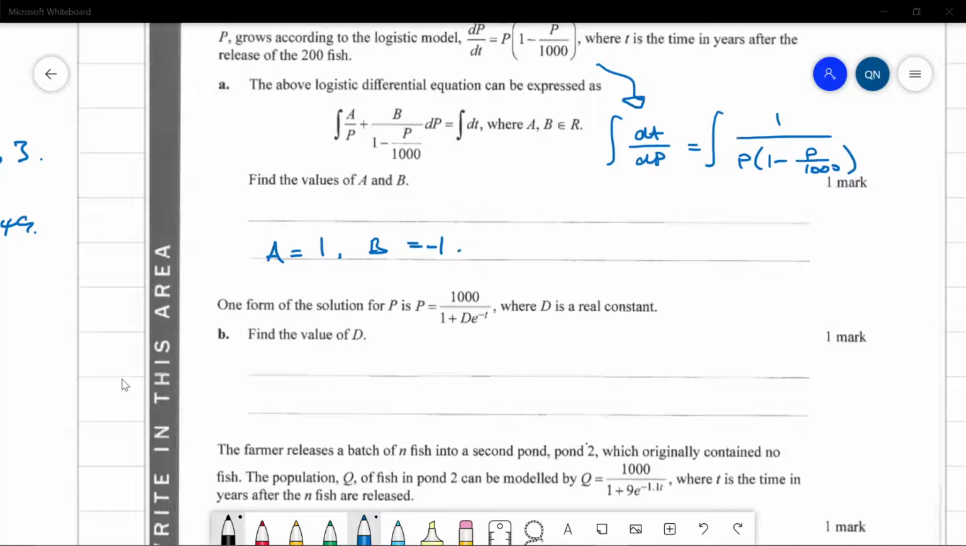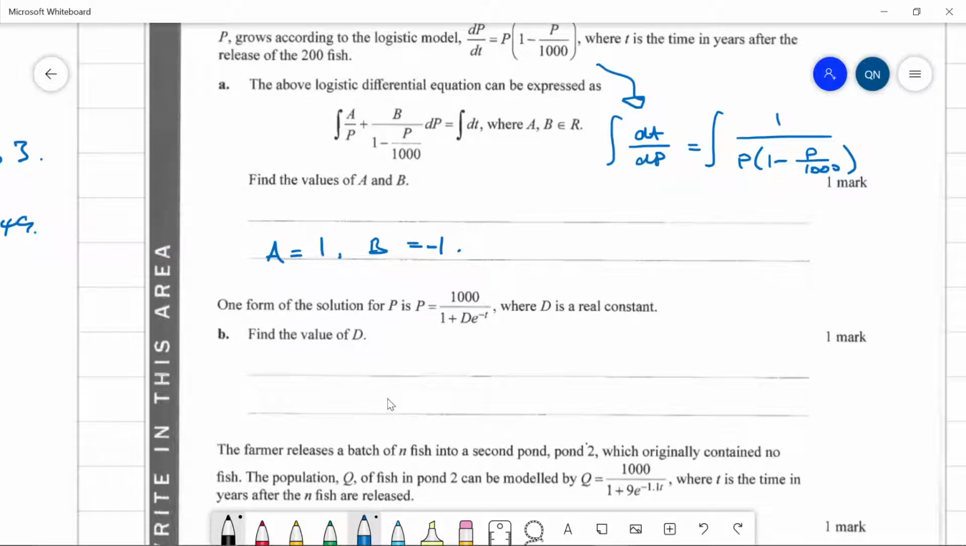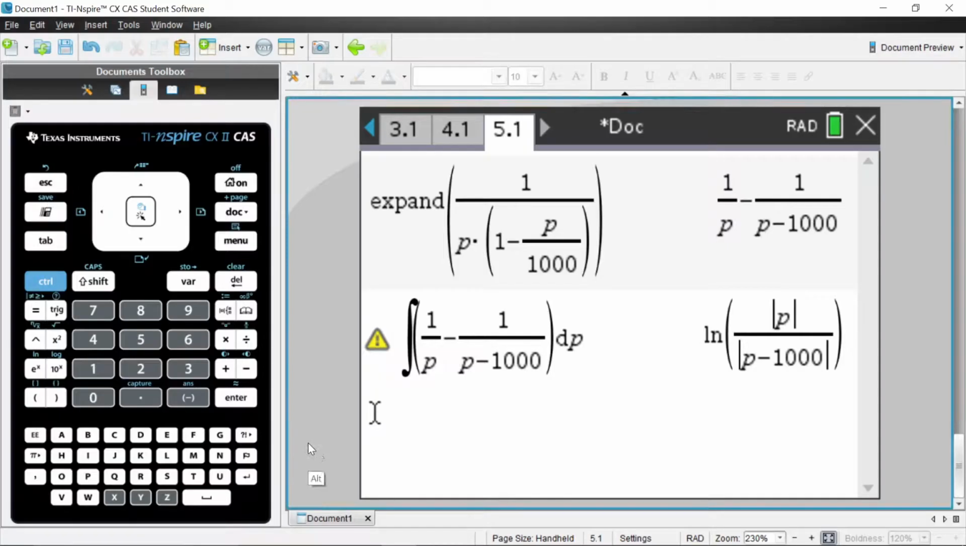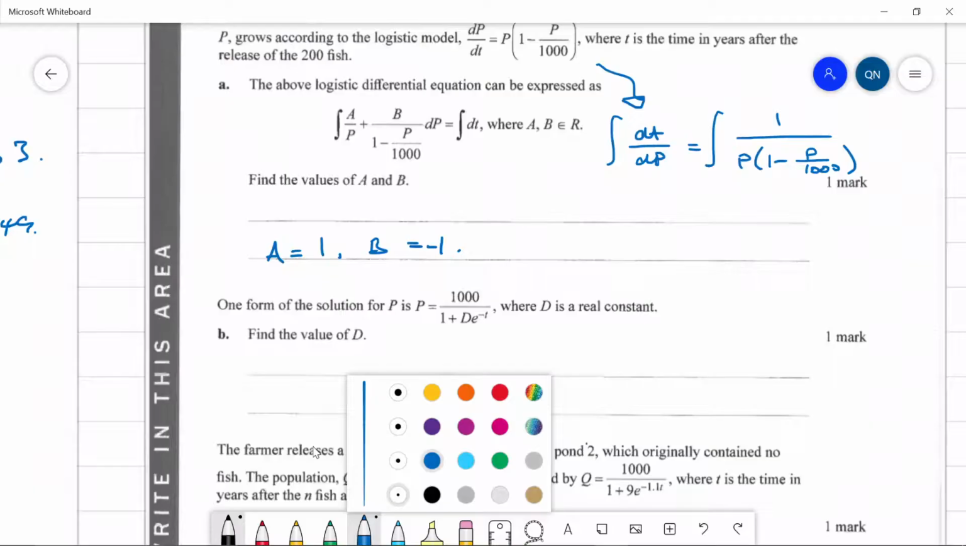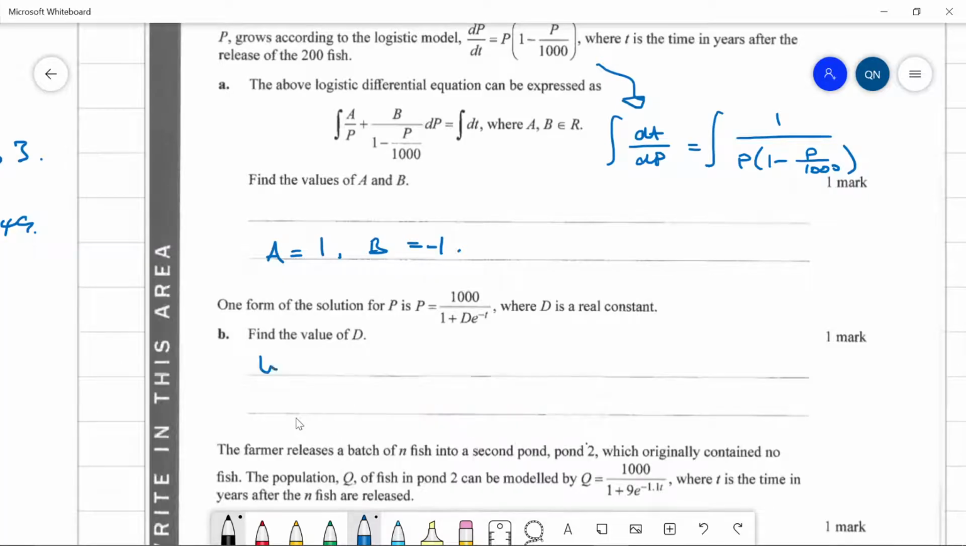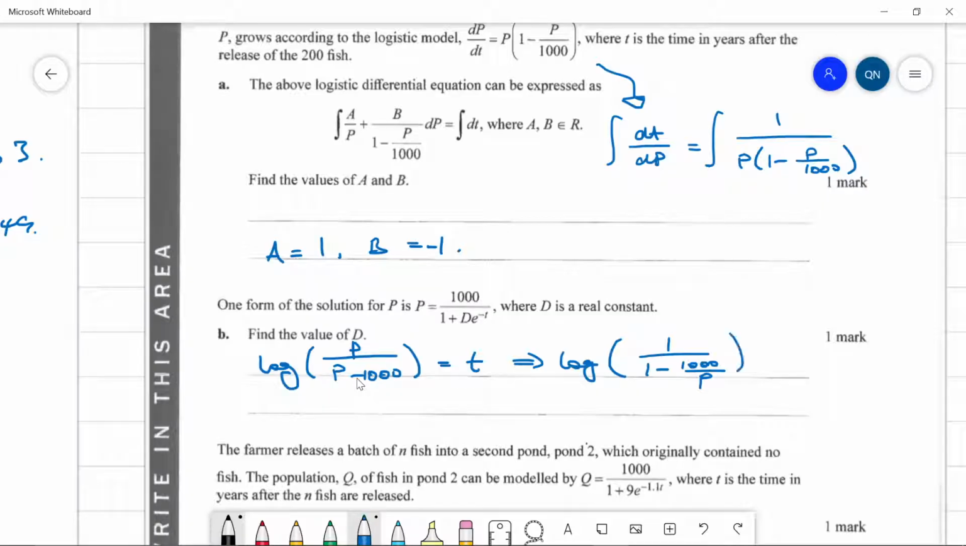So how do you find the value of d? Well, the solution for p, let's see. We have the log of p over p minus 1,000. We know this is equal to t. So what does this mean over here? We want to rearrange for p. So how do you rearrange for p? You can divide everything through by p. So log of 1 over, and then 1 minus 1,000 over p. This is equal to t.